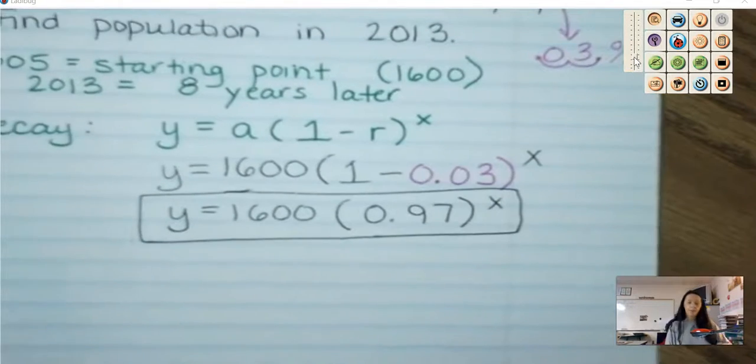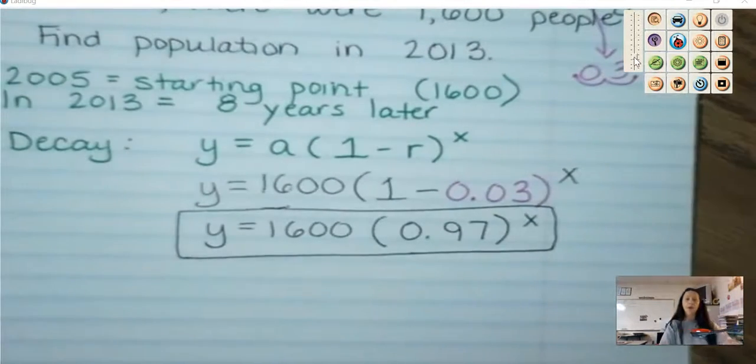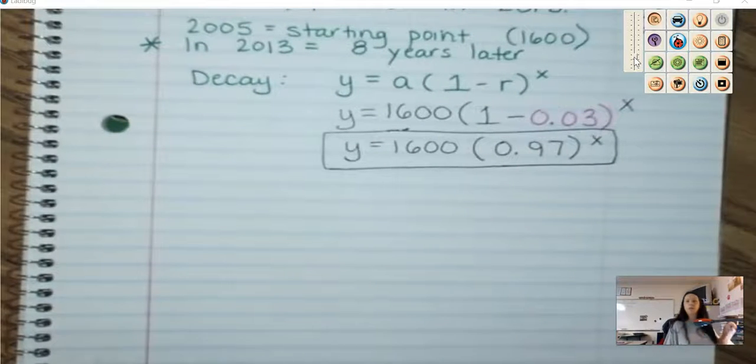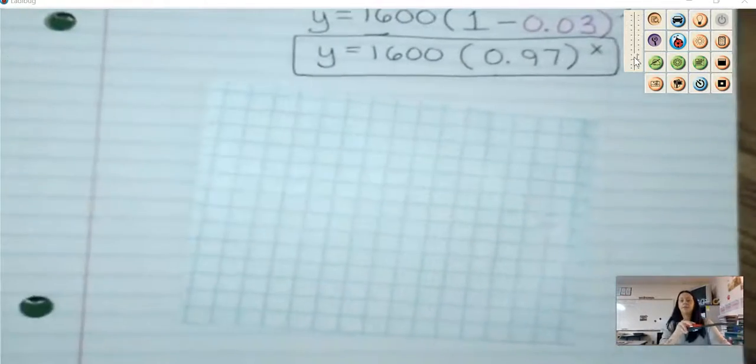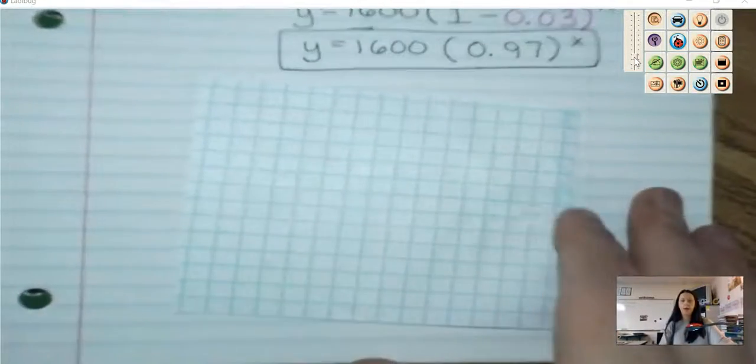Okay, next we're going to graph this. To graph, you need to grab some graph paper. We're dealing with a real world situation, so we probably don't need the negative numbers in there. Everybody's graphing. You're not just watching me graph.